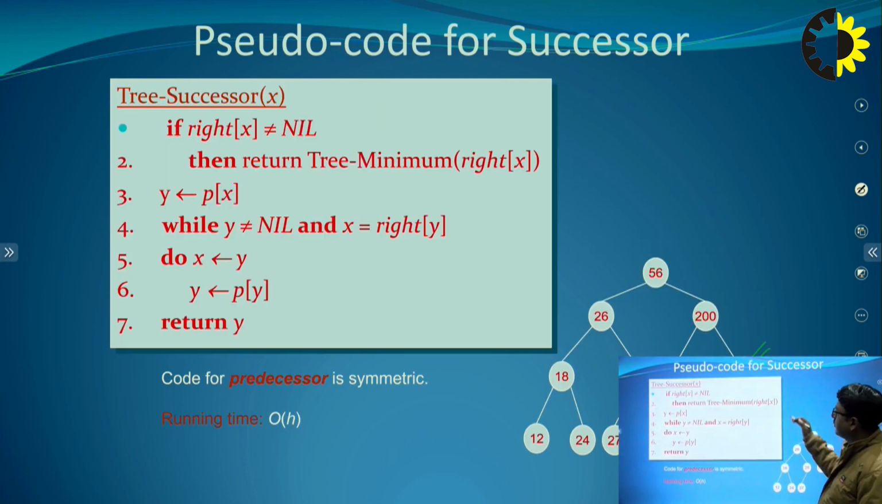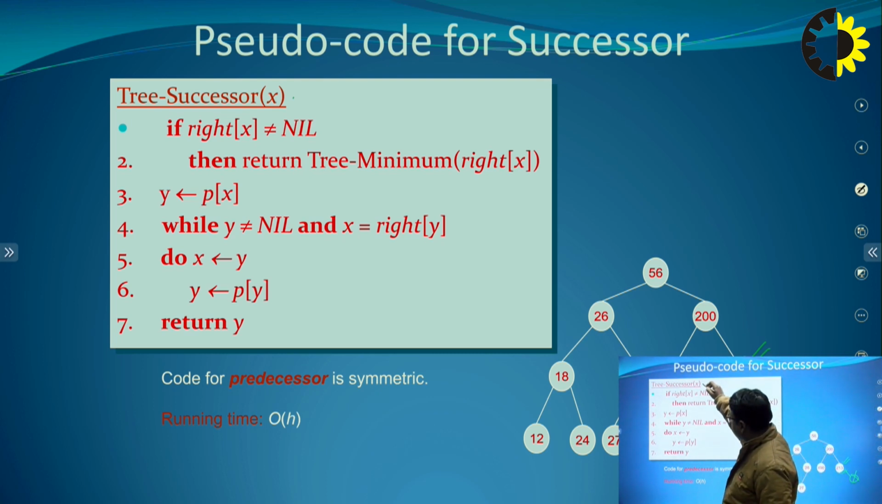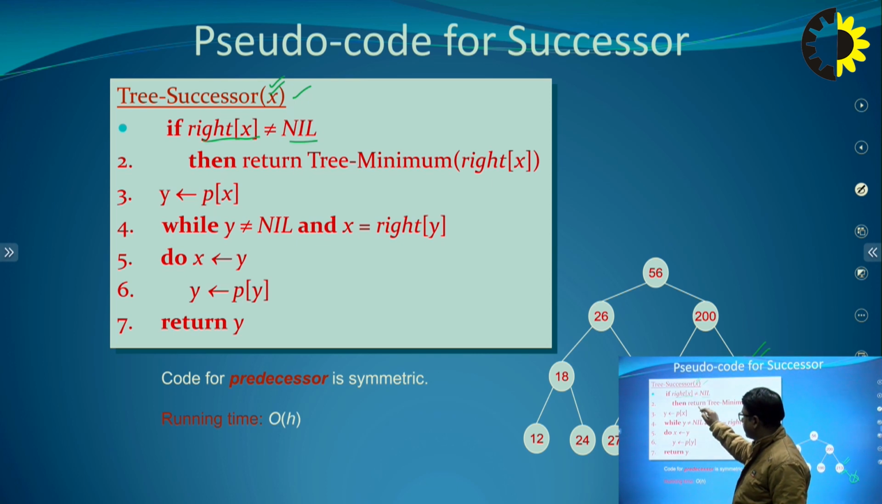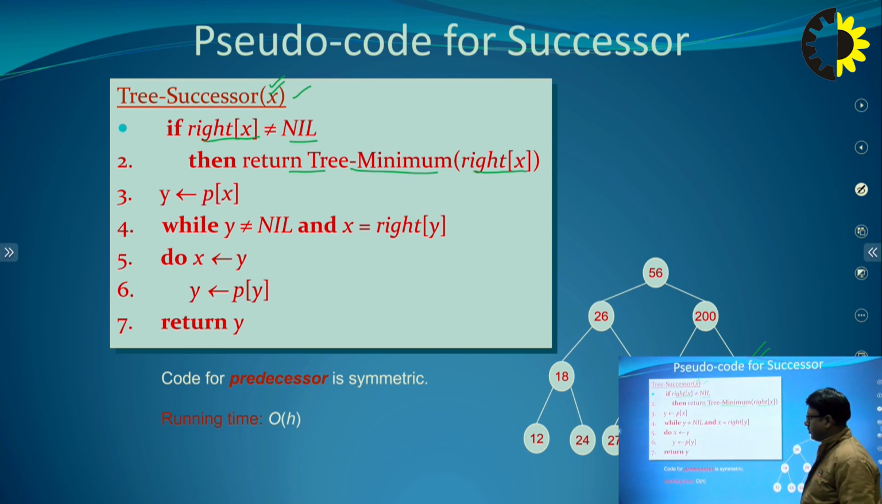Now we will understand what the pseudocode for successor is, and how we are going to identify the successor. When we are trying to find the successor, we consider the binary search tree, and first check that right of x is not nil. This is the important condition to be checked here. If it is not nil, then we return the tree minimum of right of x. This is the successor.